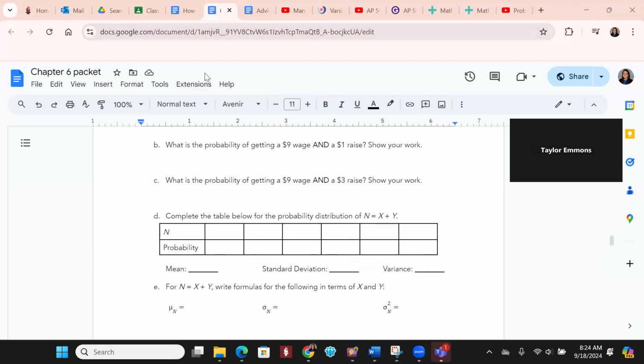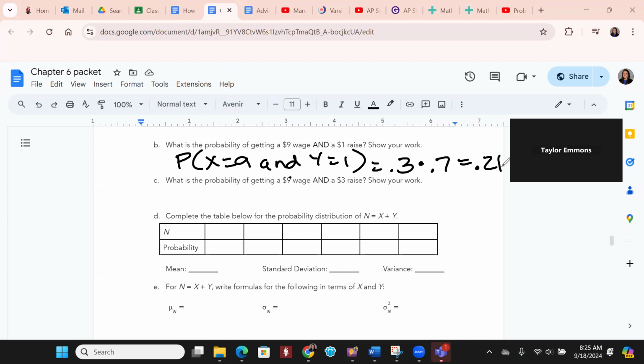Okay, so what is the probability of getting 9 and 1? Well, what's the probability of getting 9? 0.3. What's the probability of 1? Okay, so we're going to multiply 0.3 times 0.7, and that's going to give me 0.21.